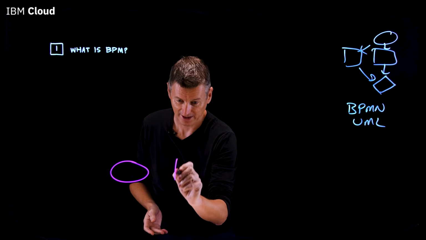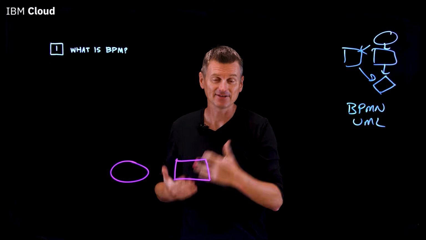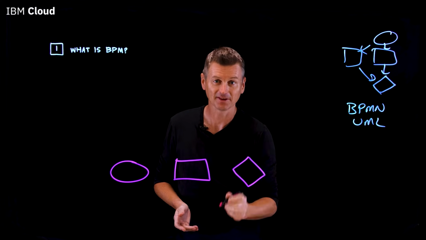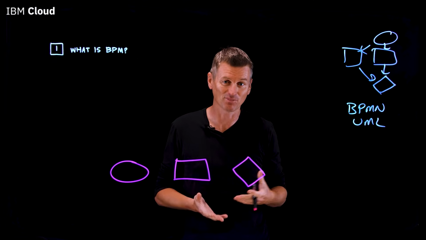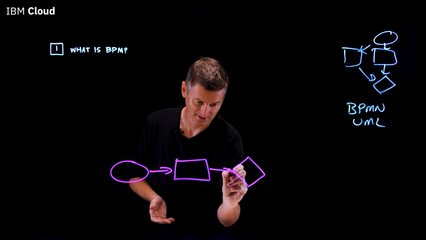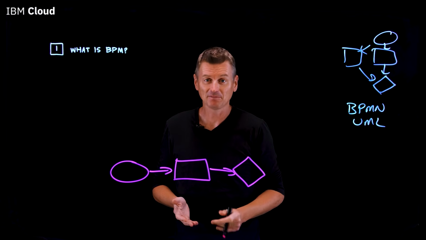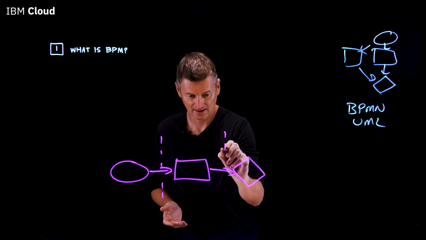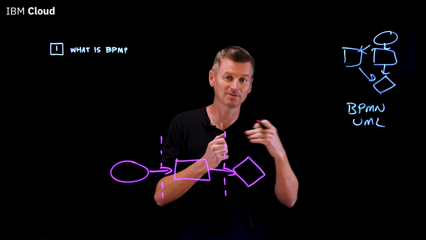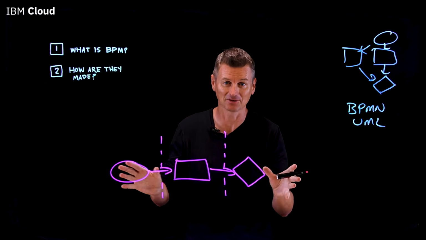Then we have rectangles. Rectangles represent specific activities within a workflow. We have diamonds, and diamonds represent decision points or gateways. We have arrows. The arrows represent sequence, a sequence of the flow. And then we have swim lanes. And swim lanes are used to identify who owns which components of a process. So that's what it is, but how do we make them?